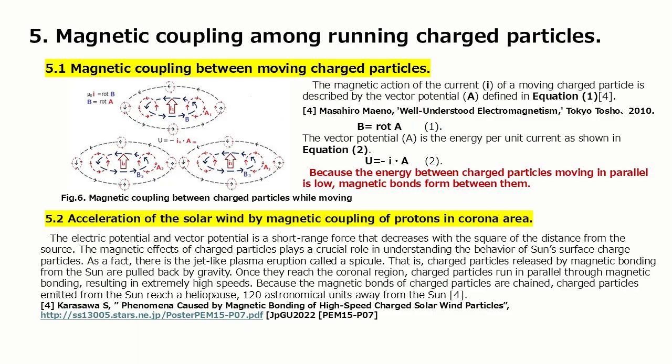Magnetic coupling among running charged particles. 5.1 Magnetic coupling between moving charged particles. The magnetic action of the current I of a moving charged particle is described by the vector potential A defined in equation 1: B equals rotation A.